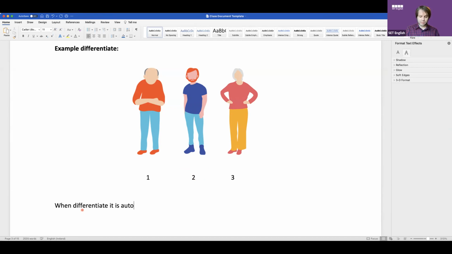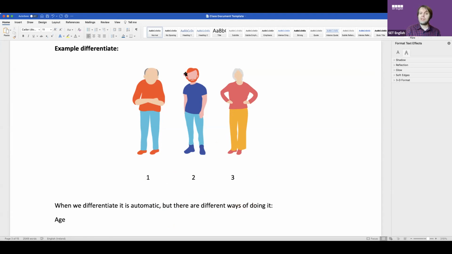It is automatic. But there are different sorts of ways to do it. You know what I mean? Again, if you could just mute your microphones, guys. But there are different ways of doing it. In this example, if I want to differentiate number two from number one and number three, I can use age as a way to differentiate, right? That's a way of doing it, okay?